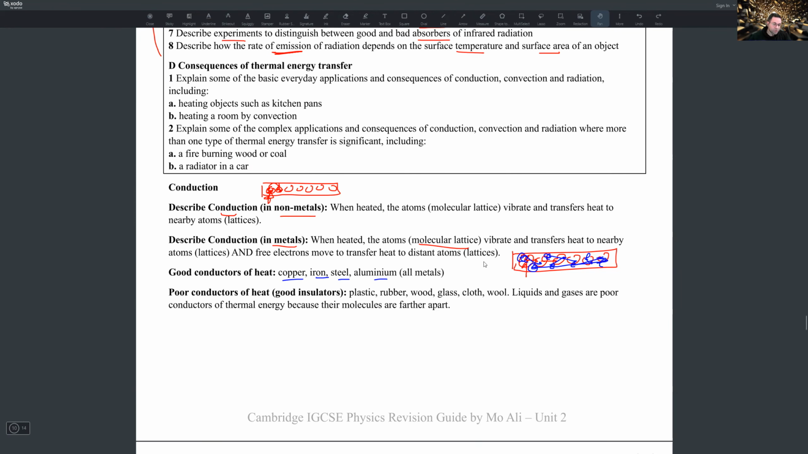And examples of poor conductors are plastics, rubbers, wood, glass, cloth, wool, and such. Now, liquids and gases are also poor conductors. Why? Because they don't have free moving electrons, and conduction depends on how close the atoms are to each other, so that they vibrate and collide with each other. Liquids can't because they're first farther away and second they slide over each other.